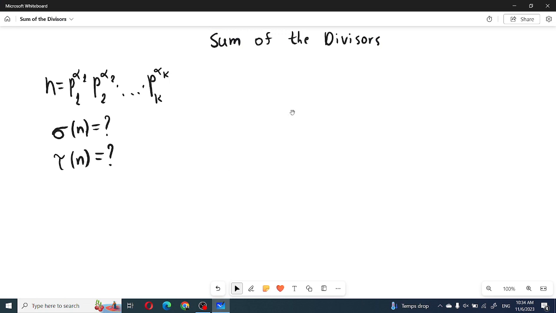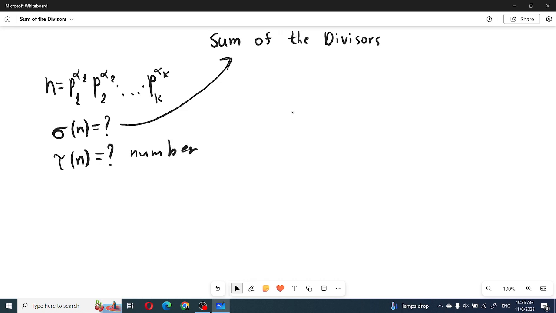Hello, today I want to show you how to compute the sum of the divisors for every positive integer n. If we know that n's representation is p1 to the alpha 1 power, p2 to the alpha 2 power, up to pk to the alpha k power, gamma of n is the sum of the divisors, and tau of n is the number of divisors.